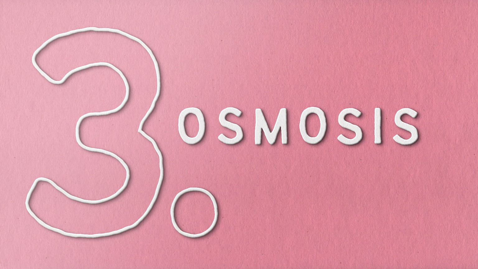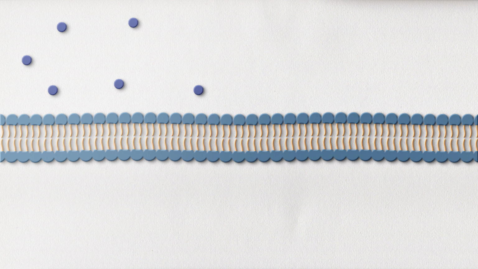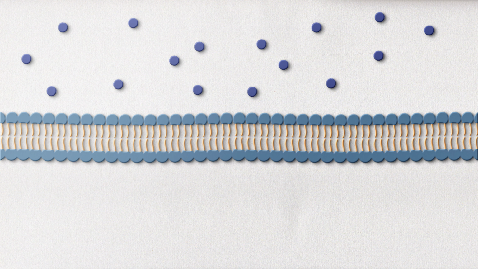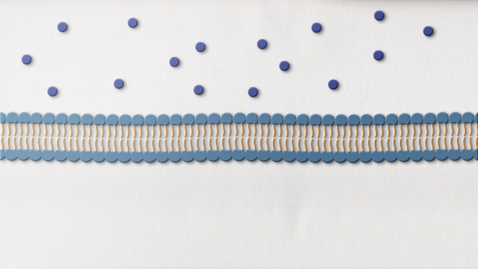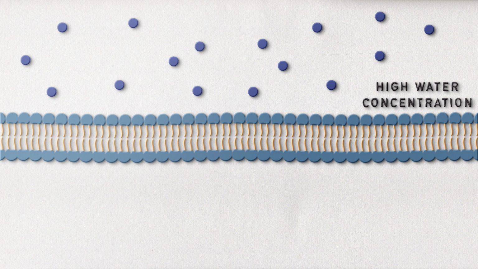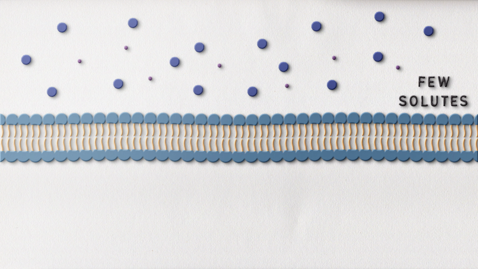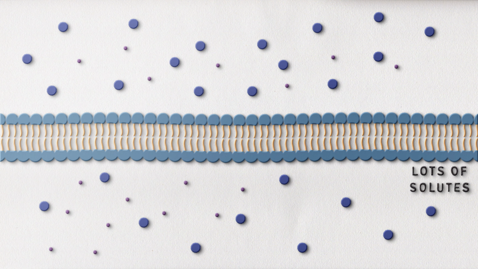The third type of passive transport is osmosis. The great thing about osmosis is that if you understand simple diffusion, you'll understand osmosis. It's a similar process, but with water. Osmosis, by definition, is the movement of individual water molecules through a semi-permeable cell membrane. The water molecules move from an area with high water concentration, so lots of water and few solutes, to an area with low water concentration, not much water, lots of solutes.